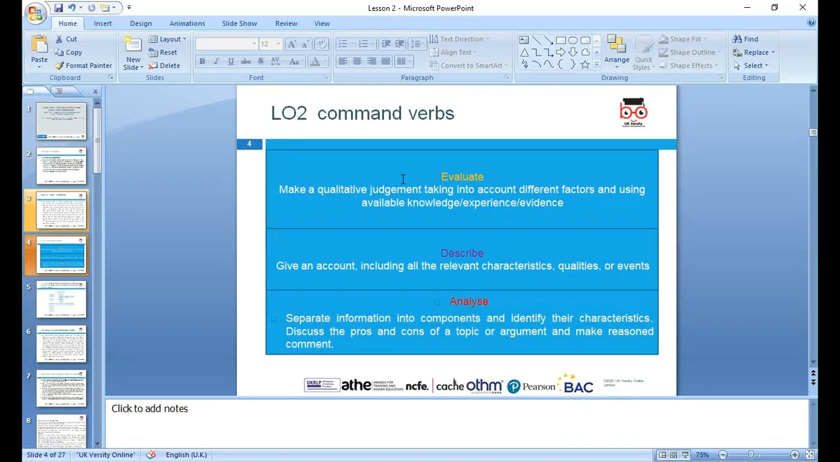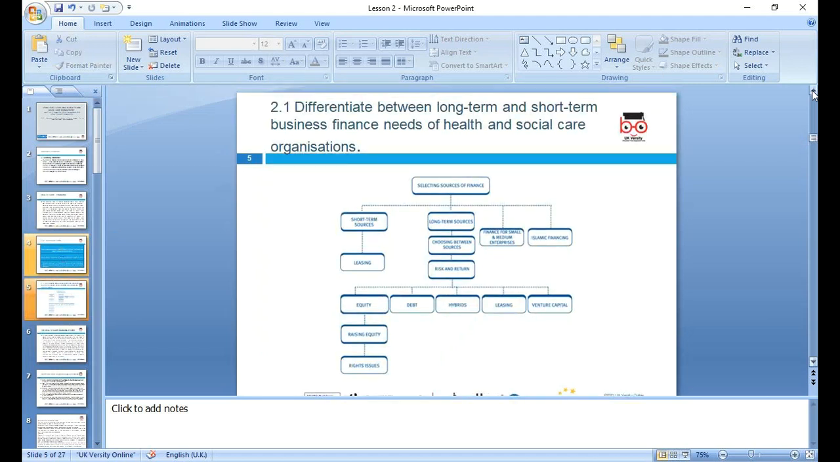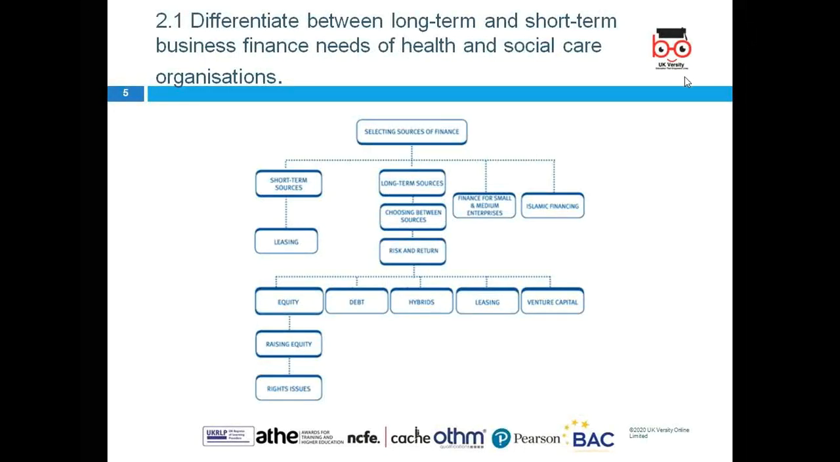So today's lesson is key: evaluate. These are to make qualitative judgments, taking into account different factors and using available knowledge about the sources of finance, which we'll go through in detail in further slides. We'll differentiate between the long-term and short-term business finance needs of healthcare and social care organizations. First we'll go through what sources of finance are available for any organization, healthcare, or business organizations as well.